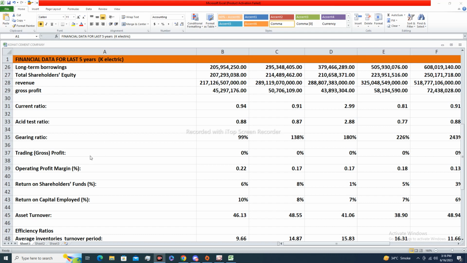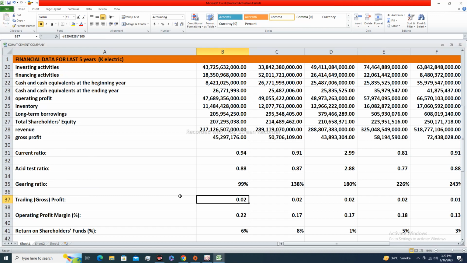Then we have trading gross profit, or gross profit margin, which is calculated by dividing gross profit by revenue multiplied by 100. So we are saying the overall gross profit margin is going over the 5 years, and in 2021 it is 0.01.